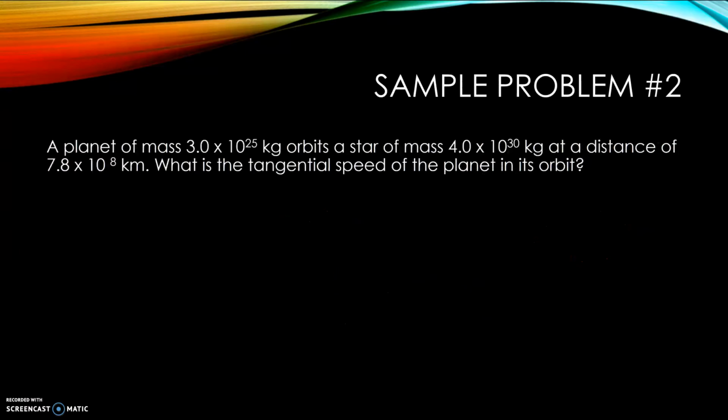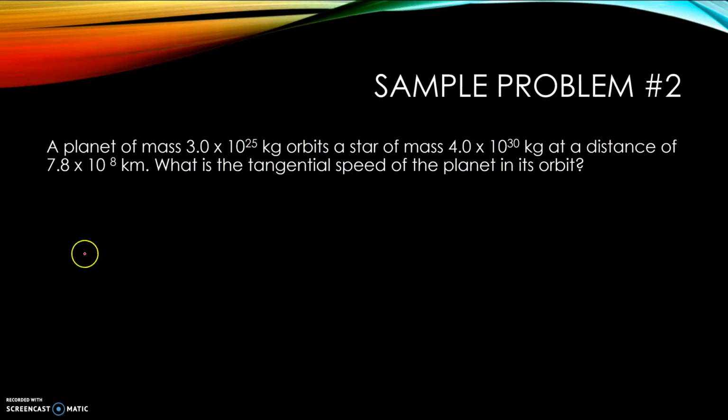It can get a little bit more complex. I mean, it's useful to know the force of attraction between two masses, but we can also do some, what I think are more interesting things with this. So say that we have a planet, and you're given the mass of the planet, and it orbits a star, and you're given the mass of the star, and you're given the distance of the planet away from the star. And maybe we want to know what's the tangential speed of the planet in its orbit.